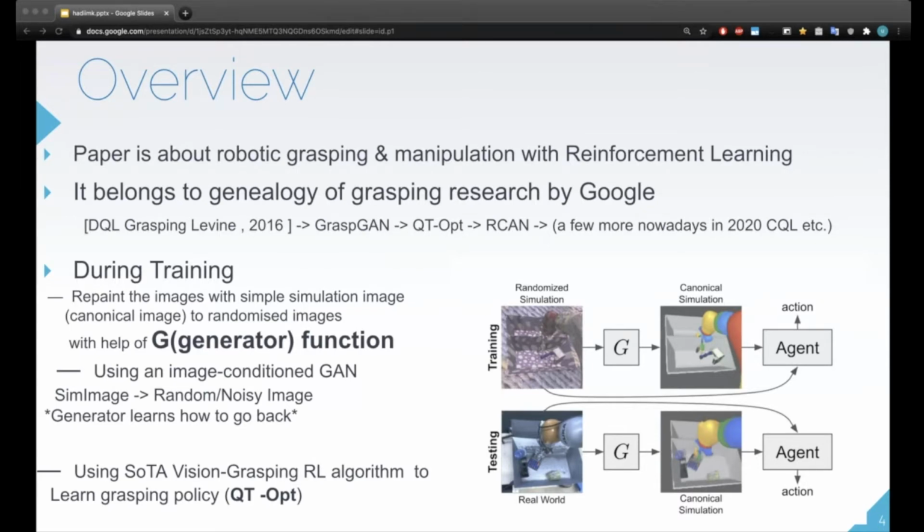Our paper is structured like a deep learning paper, so I will have to talk about the training phase, the test phase, and the results. And what's the problem here?